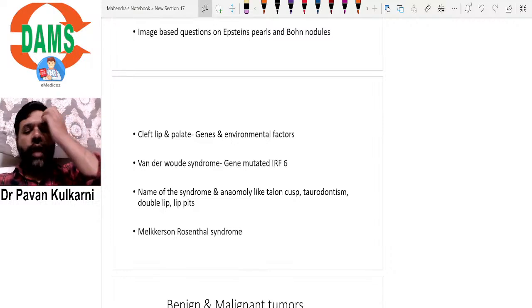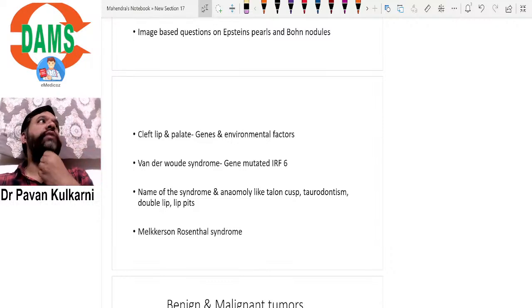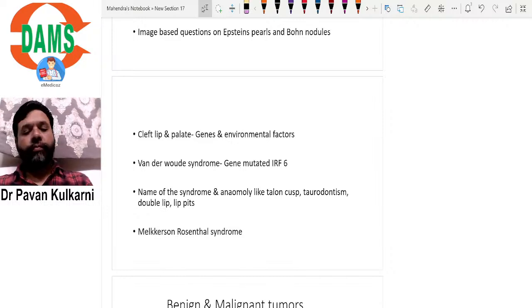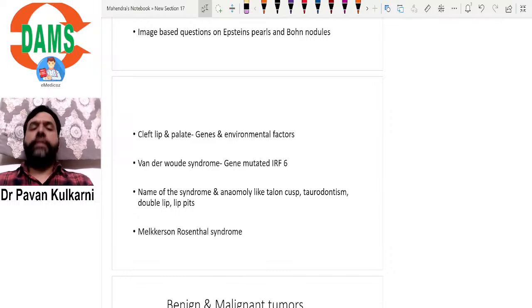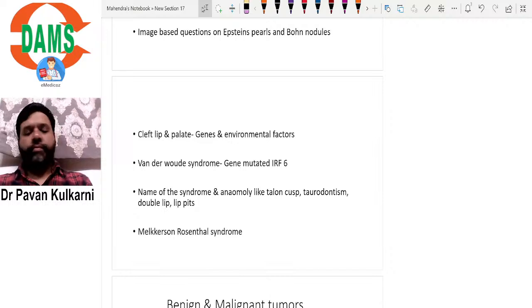All of us know about this syndrome, van der Woude syndrome, where you see lip pits. We are supposed to remember the names of the syndromes and the anomalies. Like Talon's cusp, you will see in Rubinstein-Taybi syndrome. In Klinefelter syndrome, you will see taurodontism. Where do you see double lip? Ascher syndrome. Lip pits are seen in van der Woude syndrome.